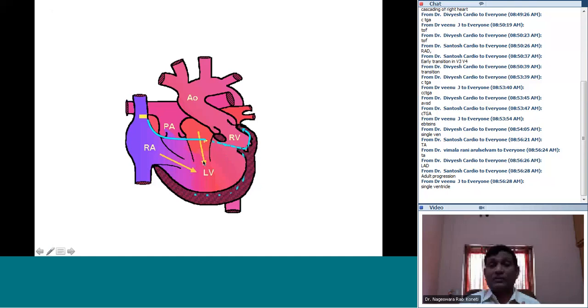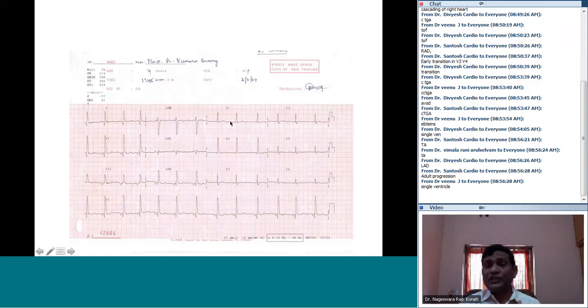This is another pattern of single ventricle, where you see a stereotypic pattern or monomorphic, monophasic pattern. If you go to V6, you can see only a monophasic R is seen. This is another pattern of single ventricle.